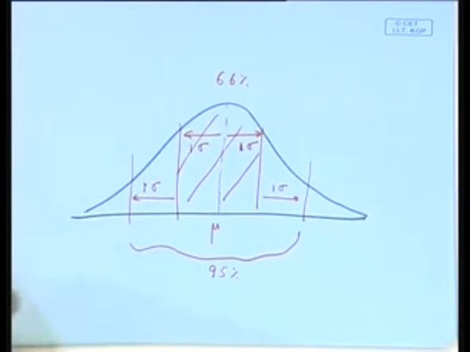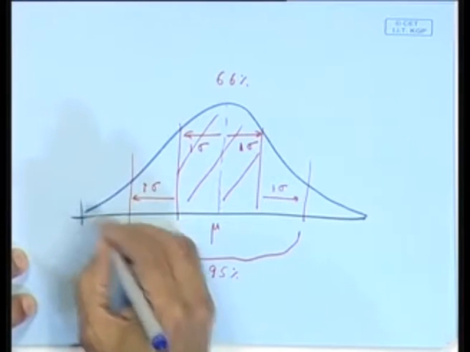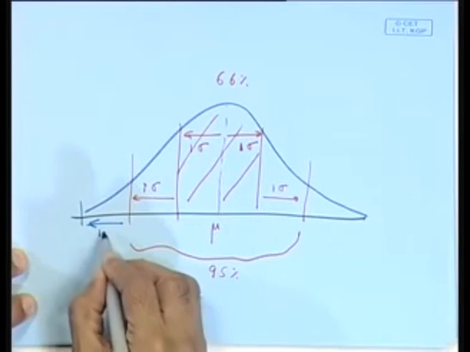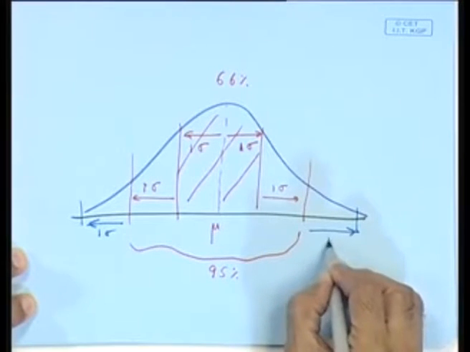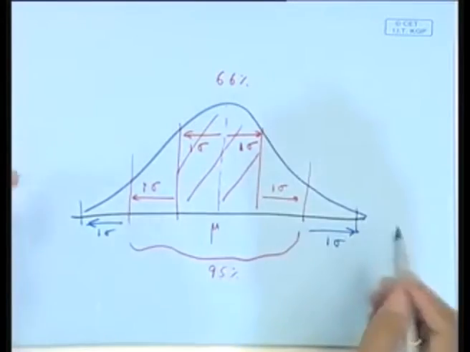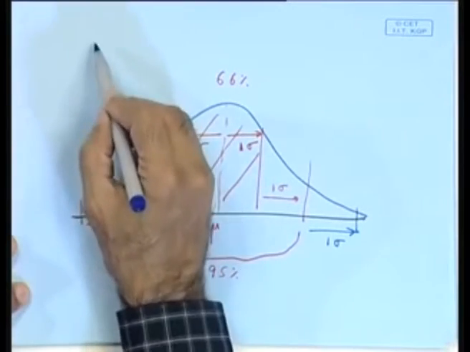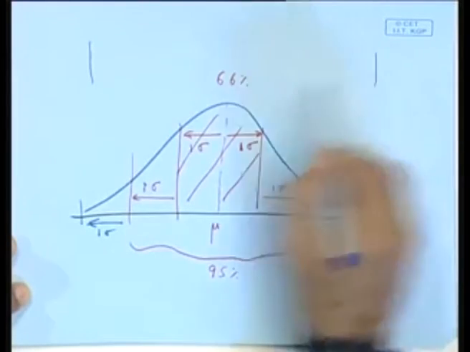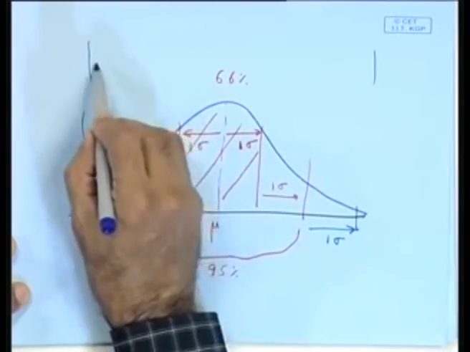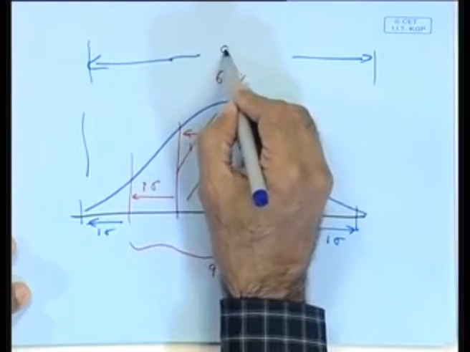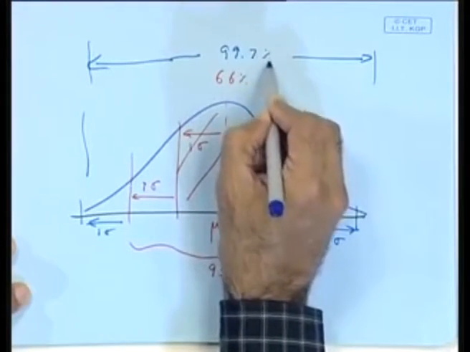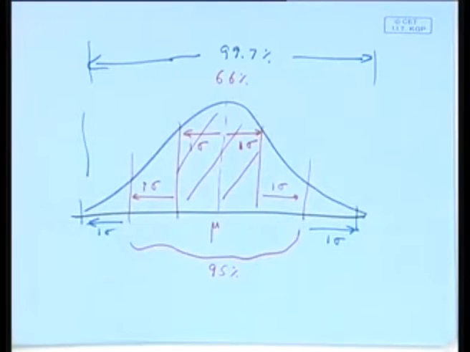And of course, if I go out to the far end, to another sigma away, 1 sigma here and 1 sigma here, then the area between these two extremes, which I'm approximately drawing for you, this distance here, covers 99.7% of the total area.